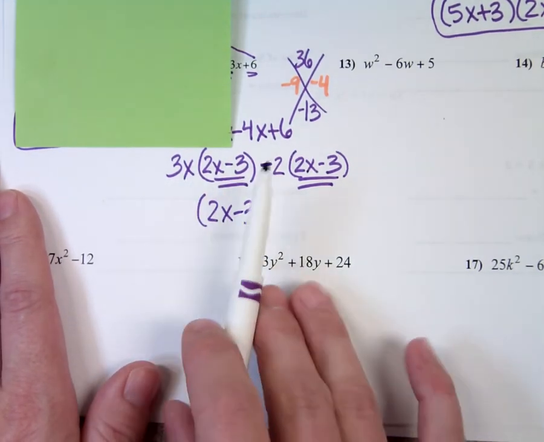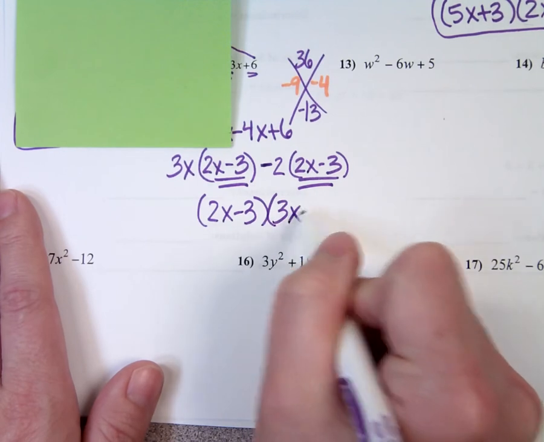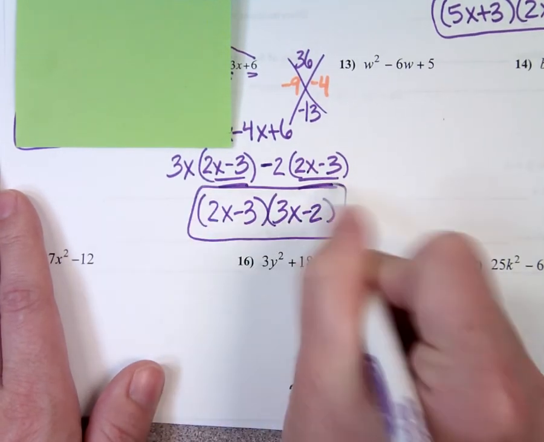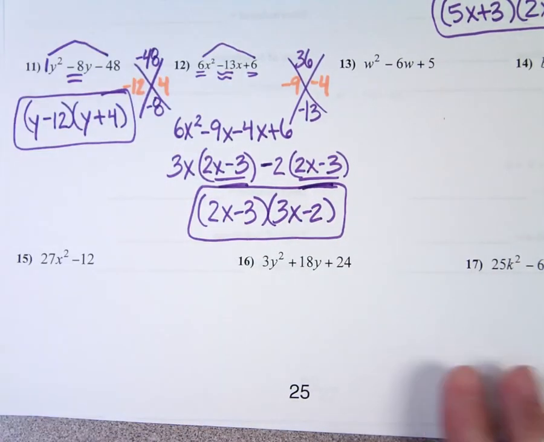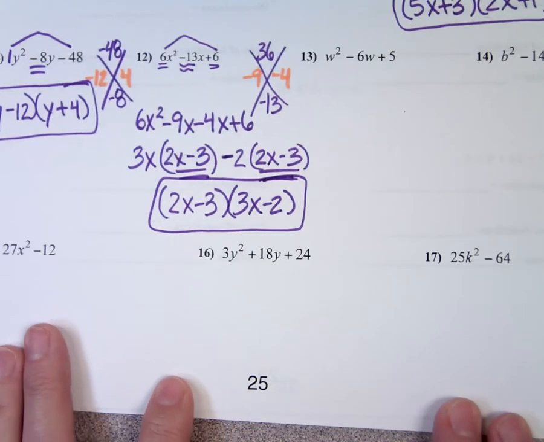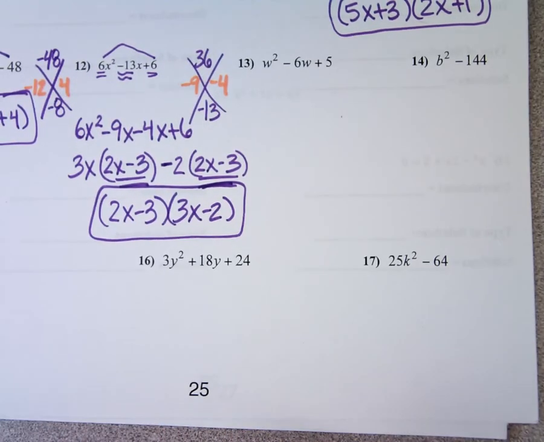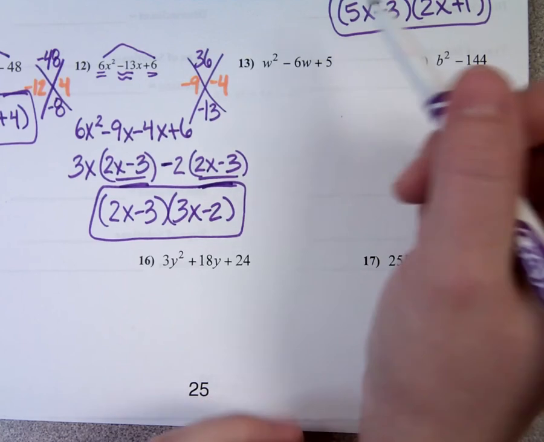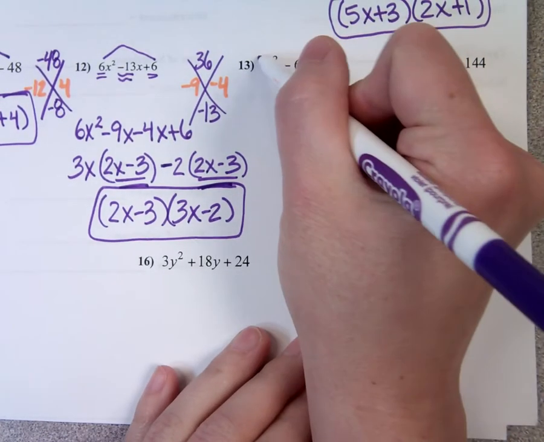3x minus 2, so that goes in the other set of parentheses. And there he is. Okay, number 13. Does number 13 have a GCF? Nope. 3 terms, so here we go.